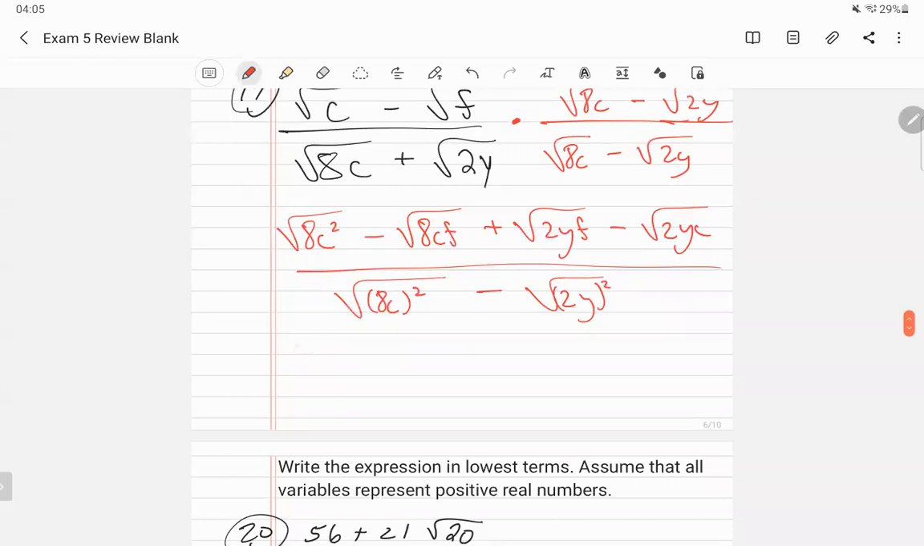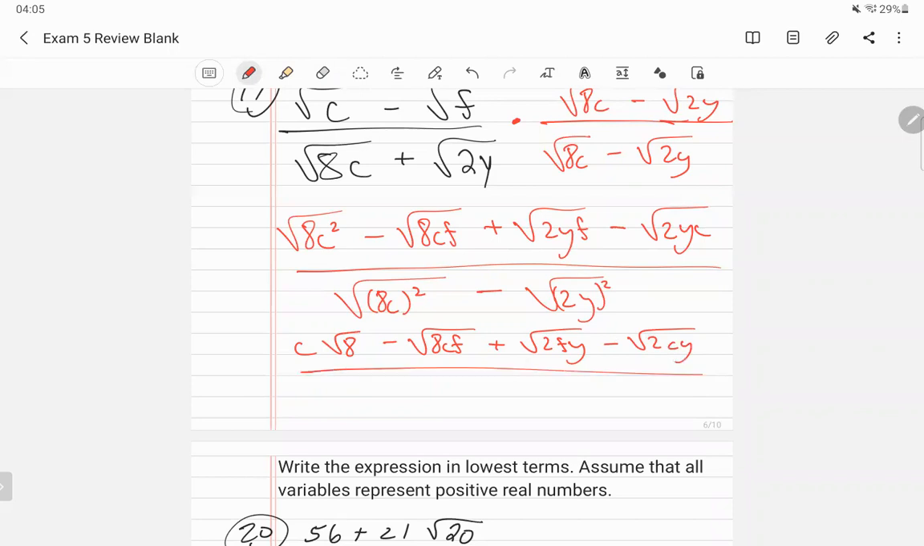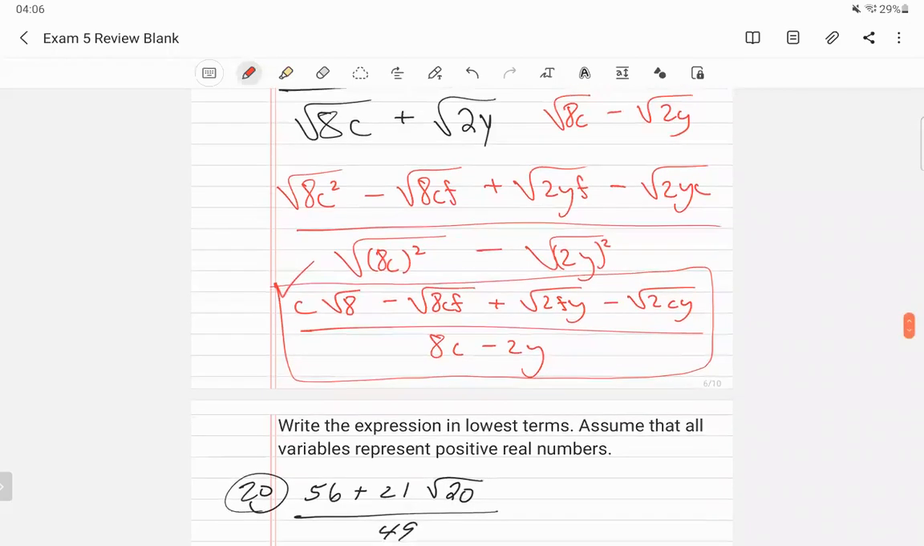So then we pull the c out, 8 minus 8cf underneath plus 2fy minus 2y cy. I mean, it really doesn't matter which way you write it, but then when we pull it out, we get 8c minus 2y. Okay, yours will be very similar. So again, I would pay attention to these and make sure you work them.